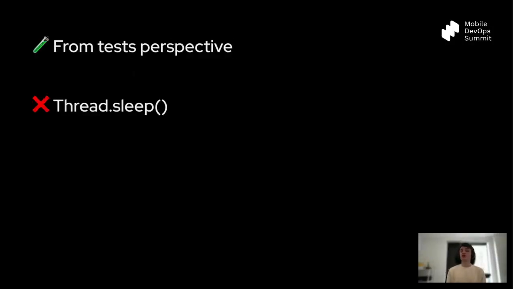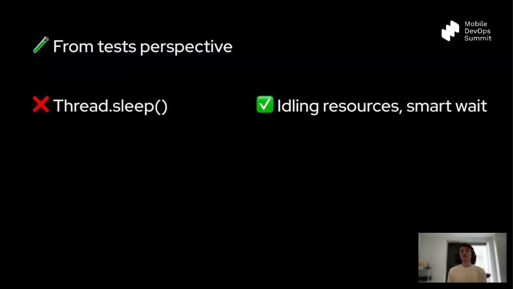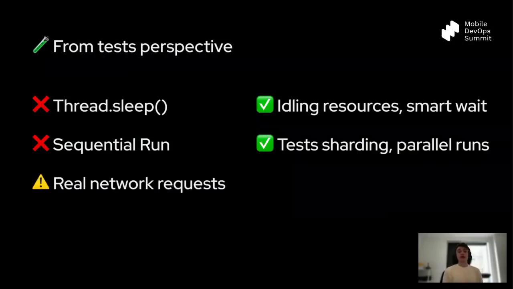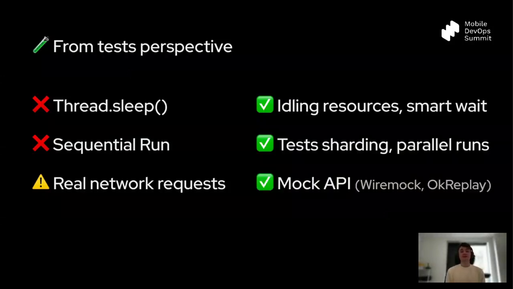Now, from a test perspective, don't use thread sleep, and instead you can use other resources like smart waits in your tests. Instead of running tests sequentially, you can run them in parallel, or you can use test sharding, which allows you to run a suite that would take an hour on a single device, split it into two sub-suites and run them on two devices, so it would take approximately half an hour, for example. And you can use real network requests, but you can also mock them, and that can also improve the speed of the test, as you don't need to wait for the real response from a server.